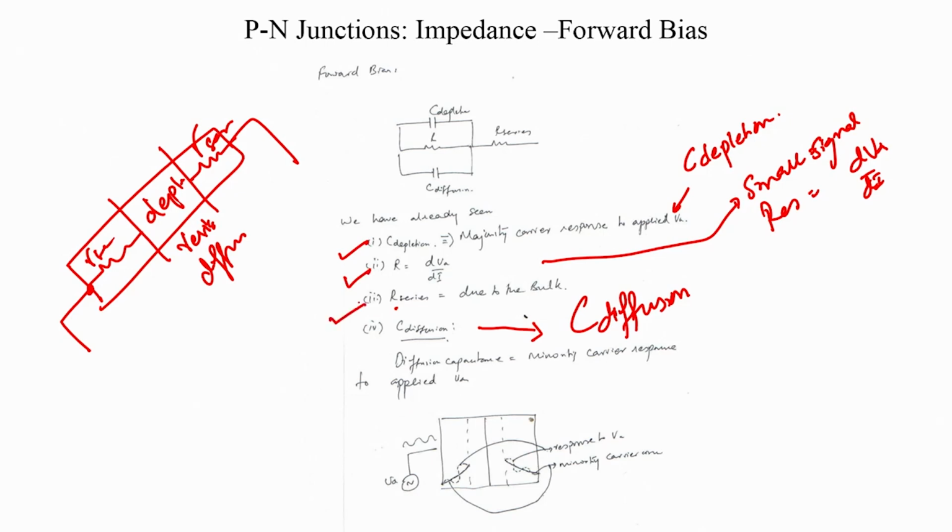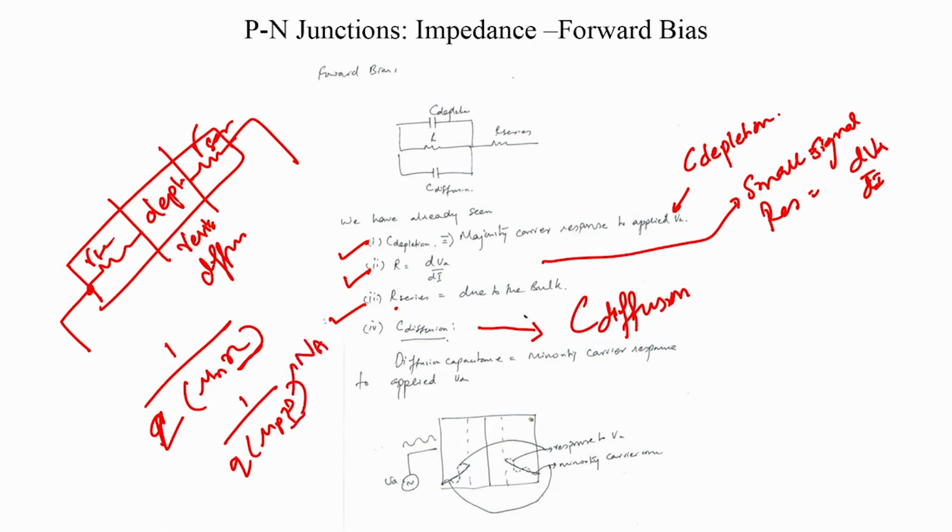The series resistance is quite simple to calculate because the resistivity is simply 1 by q into mu n into n on the n side, and in the case of the p side it is 1 by q mu p into p, where n is the electron concentration and p is the hole concentration. Okay, so that is your series resistance if you only consider the diode alone.